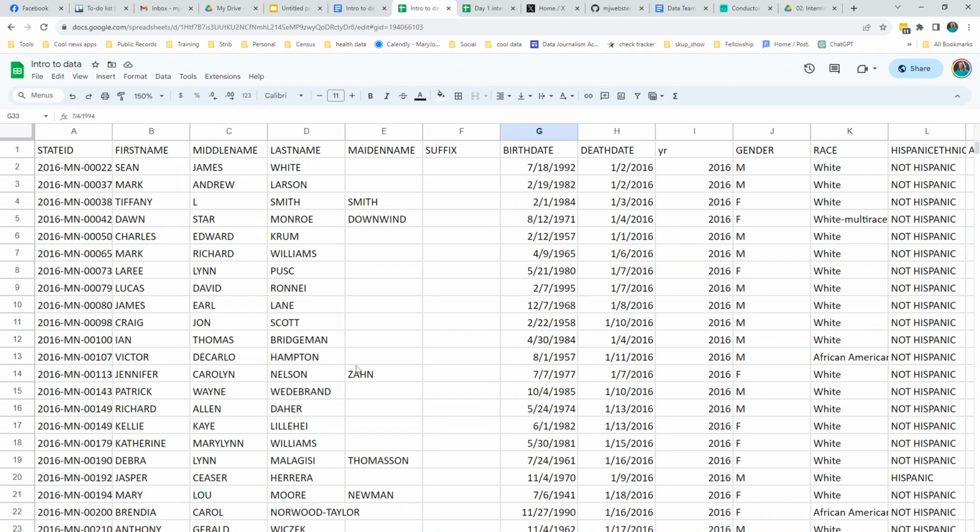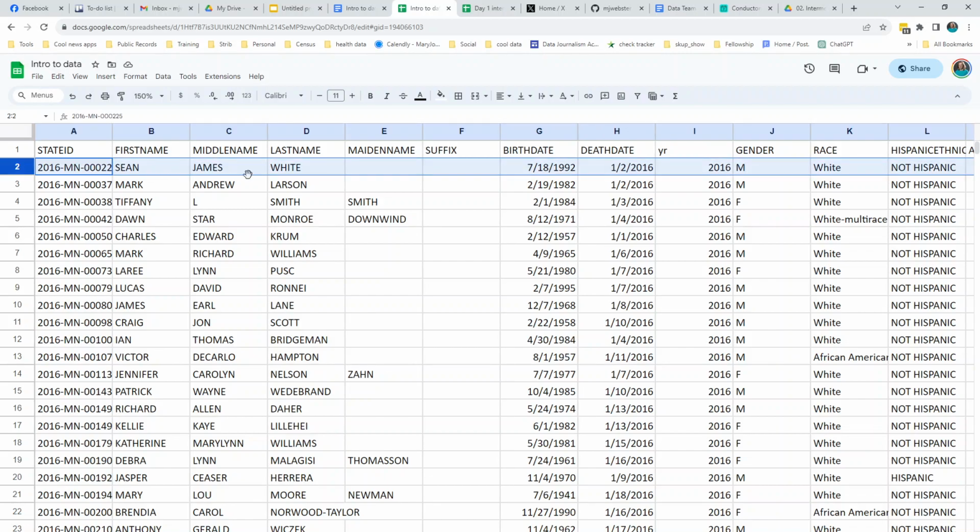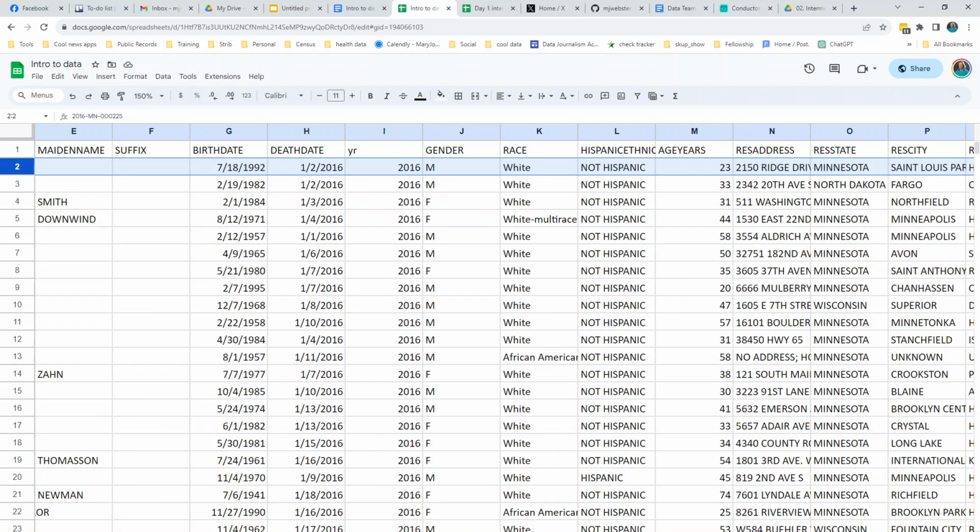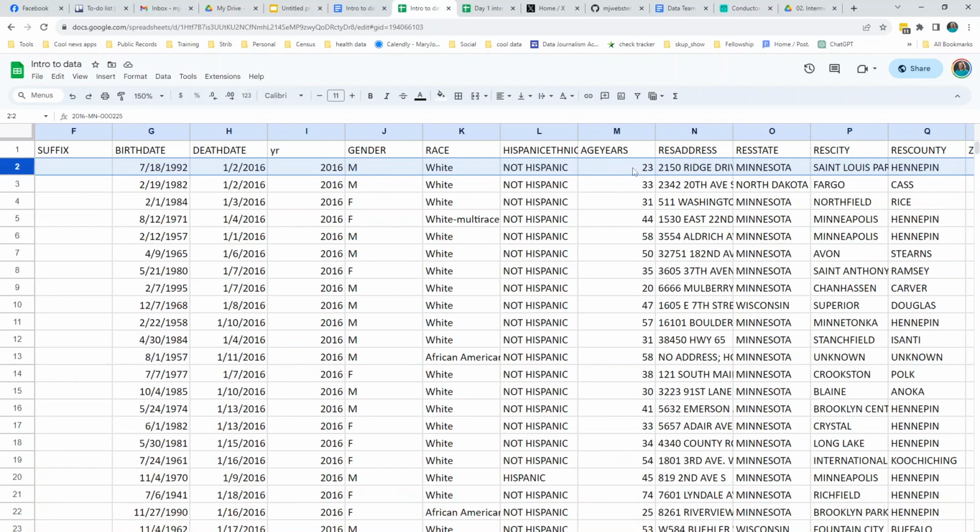So let's look at the gold mine. This is one row is a person who died, and we know a lot of things about that one person. So when you get a data set like this, you can start to look at even a one row. Let's look at the first person here. He was born in 1992, died in 2016, 23 years of age, white male.